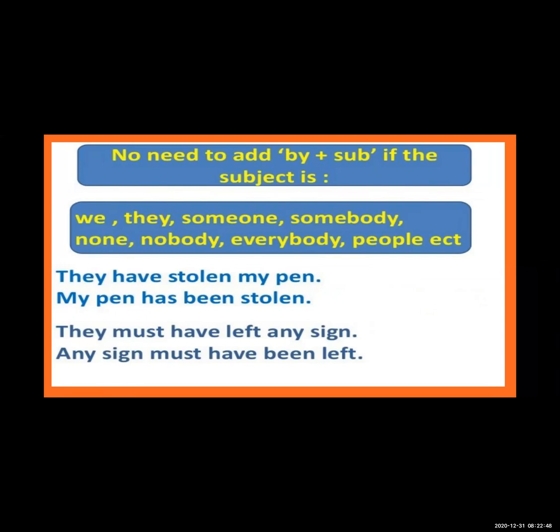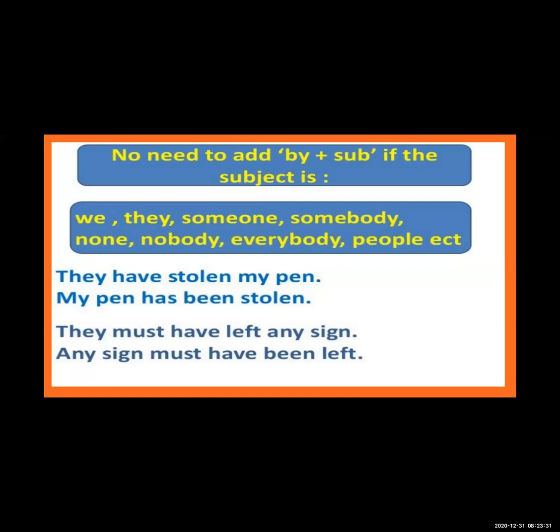I am speaking about the passive part, not the active part right now. While converting the sentence from active voice to passive voice, you have to search whether any word from these words is in the active voice: we, they, someone, somebody, none, nobody, everybody, people. If any of these words is there, there is no need, while converting the sentence into passive form, to add by plus subject. Let us see some examples. Over here they have given an example: they have stolen my pen. So the word they is used.